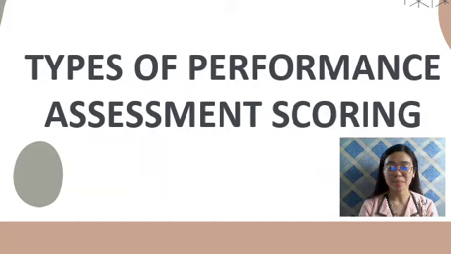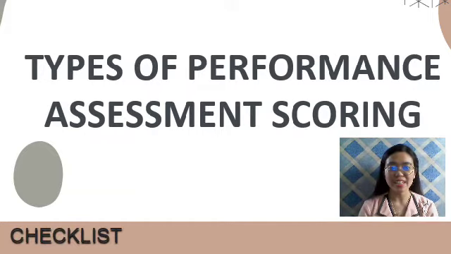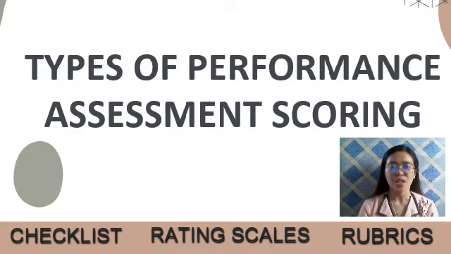So now let's tackle the three main types of performance assessment scoring. So the checklist, rating scales, and the rubrics. So these three are examples of tools that can be used to assess criteria and gather data so that teachers and students can observe how well they can understand and can achieve specific objectives. So they have a number of mechanisms in place to collect data about individual behaviors, abilities, and skills of the students.